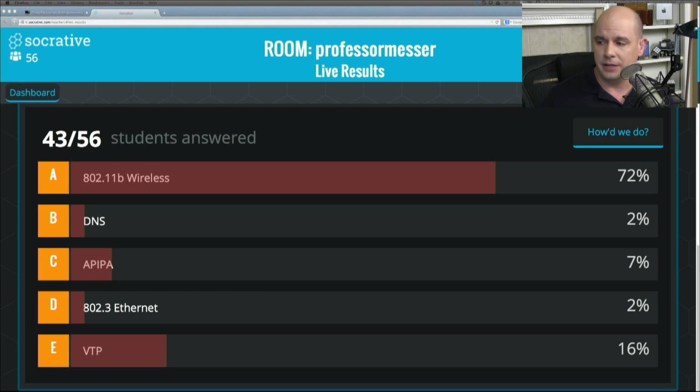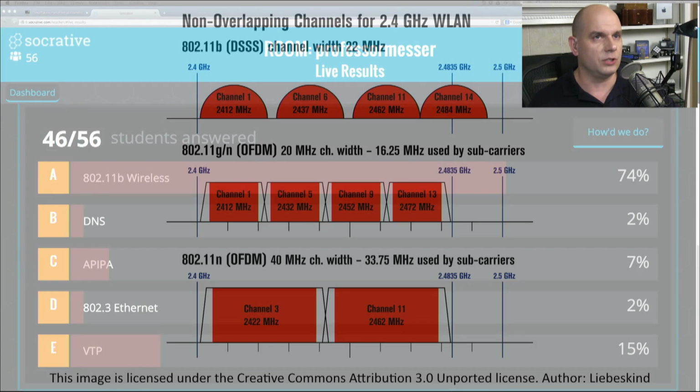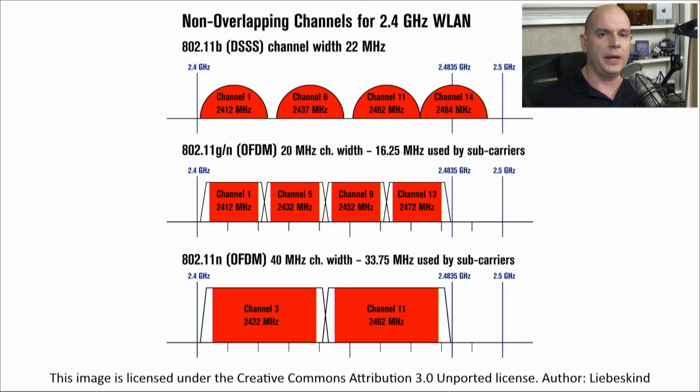We are talking about spread spectrum, and there are other types of modulations that are used to communicate across wireless networks. If you go back to the Wikipedia chart, which is also in my slides, thank you, Leibeskind, who put this on Wikipedia. This really summarizes it quite nicely, and it's very nice that they added that 802.11 using DSSS has a channel width of 22 megahertz, and here are the different channels you could possibly use in 802.11b.